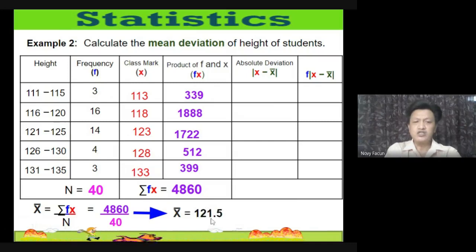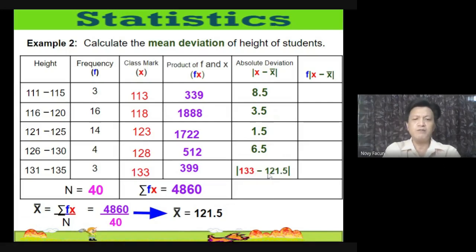Ibig sabihin niyan, iso-subtract natin itong 121.5 sa bawat class mark natin to get the absolute deviation. But take note, always positive kasi nga take the positive sign. Meaning to say, 113 minus 121.5, that is the absolute deviation is 8.5. And dito naman, 118 minus 121.5, that is equal to 3.5. And 123 minus 121.5, that is equal to 1.5. And 128 minus 121.5, that is equal to 6.5. And 133 minus 121.5, that is equal to 11.5. Take note, always positive dapat.